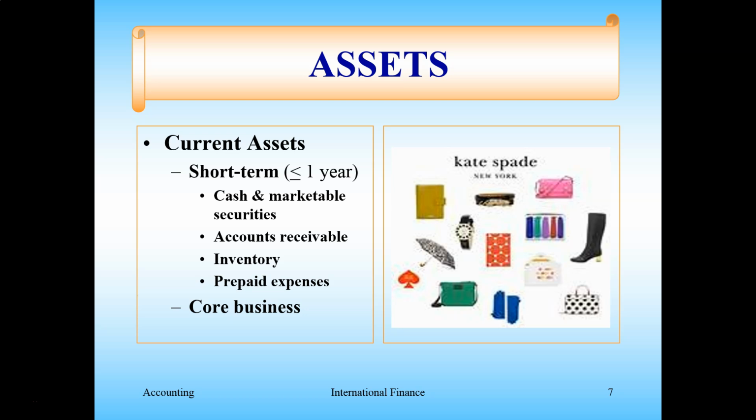Current assets are short-term and expected to be converted to cash or profits within 1 year. They also represent the core business of the company. The first 4 assets, cash and marketable securities, accounts receivable, inventory, and prepaid expenses, in slide 5 are current assets. For example, this slide shows images of Tapestry's current assets consisting of Kate Spade handbag and accessories inventory.